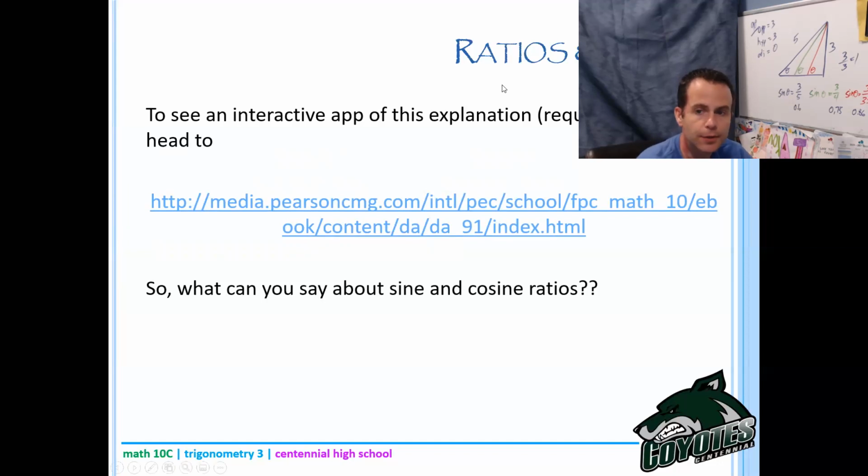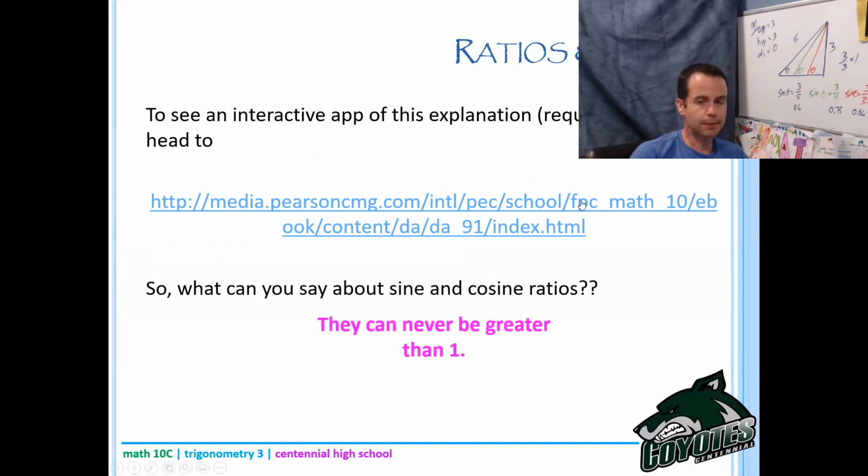So what can you say about the sine and cosine ratios? What I want you to understand at this stage of the game is sine and cosine can never be greater than 1. The reason for that is partly you can think about it from this diagram, and partly you can think about it from the fact that both ratios of sine and cosine are a side of the triangle divided by the hypotenuse. By definition, the hypotenuse has to be the largest side of the triangle. And so if I'm looking at a fraction where the larger number's on the bottom, there's no way to get that bigger than 1.